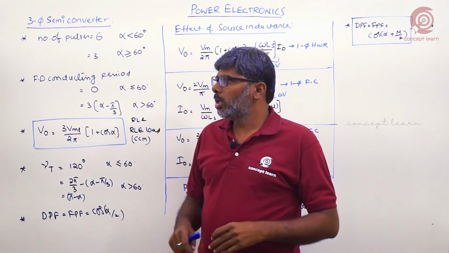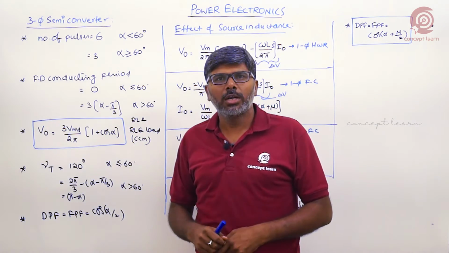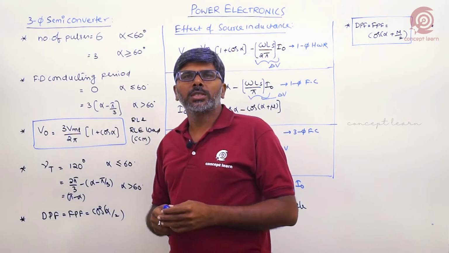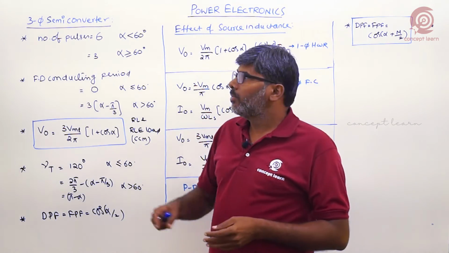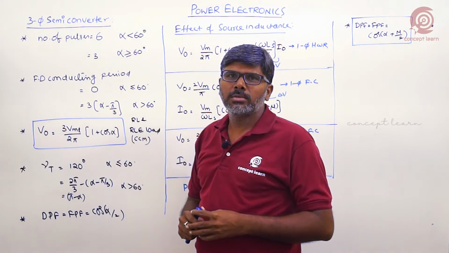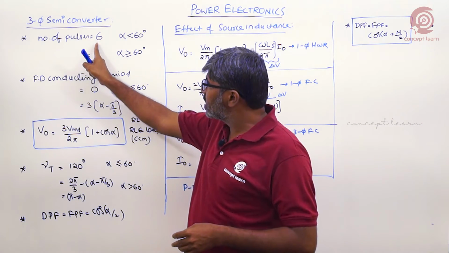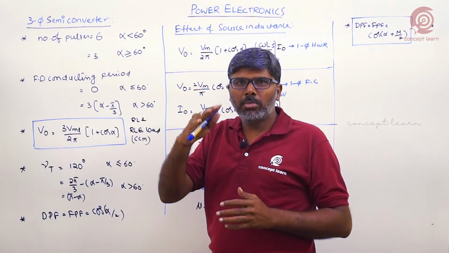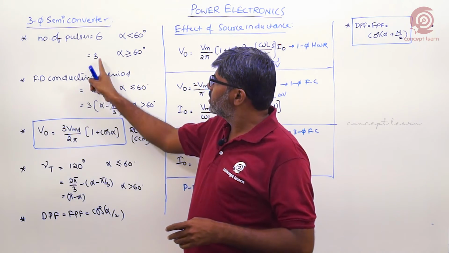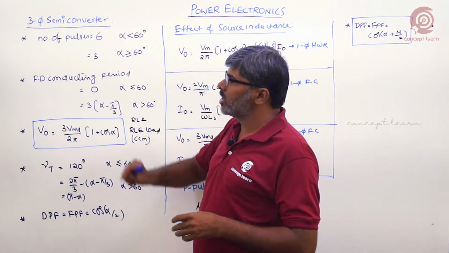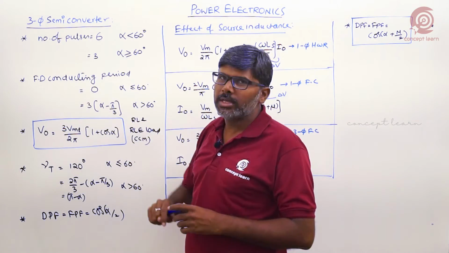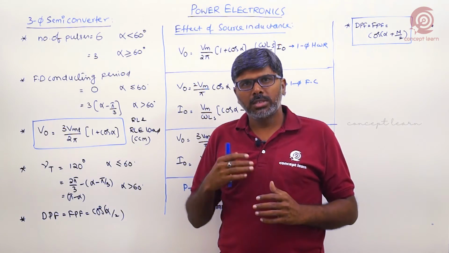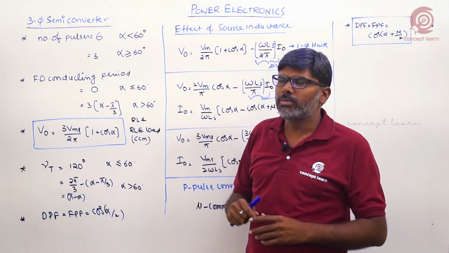Now let me talk about another converter, the three phase semi converter, also called a three phase half controlled rectifier. We know that the three phase full converter is a 6 pulse converter, whereas in the three phase semi converter the number of pulses is 6 when alpha is less than 60 degrees, meaning firing angle less than 60 degrees. If alpha is greater than or equal to 60, the number of pulses is 3. That is why the three phase semi converter is called a 6 pulse converter as well as a 3 pulse converter.